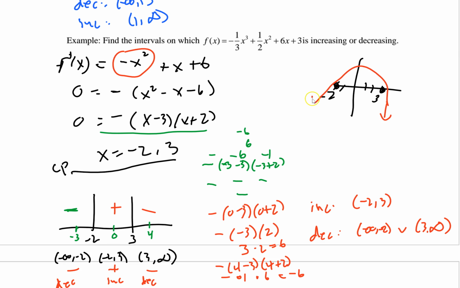Negative means you go down. So where's the negative? Where's the decreasing? Over here, where it's negative. So negative means -infinity to -2. When's it positive or increasing? In the middle. And negative again on the right. All because I knew the x-intercepts and I knew it was a negative graph, so I had open down. So again, it's another way of doing it.